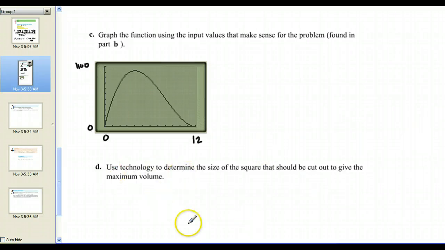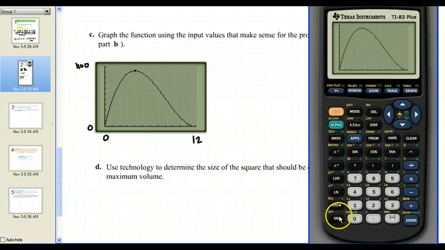Alright, then D wants me to use technology to determine the size of the square that should be cut to give the maximum volume. So find X right here. Find that X coordinate is basically what we're being asked to do. Alright, so we've got it graphed here.